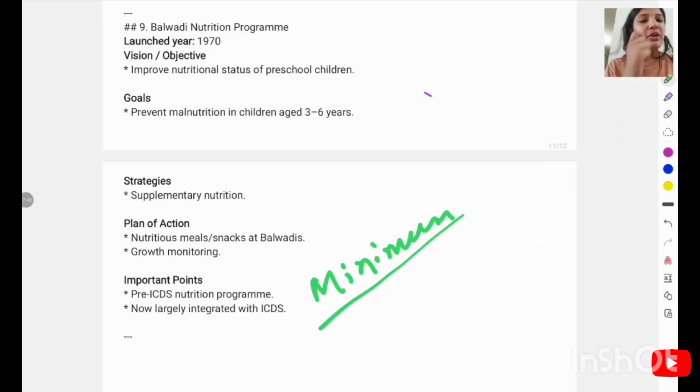For example, when you write goal or strategy, you just explain what is happening in it. That way you can fill at least 2 or 3 pages in your examination. For example, you study the TB program and the leprosy program, which are important, but sometimes what happens is that the Balwadi or the Swachh Bharat Mission comes, so you have to know at least the launching year, vision, goal, and strategy, and these are the headings mentioned in our syllabus.